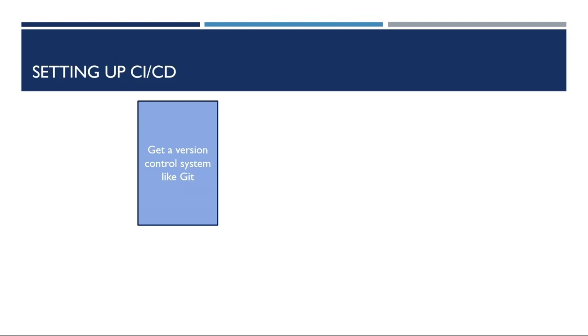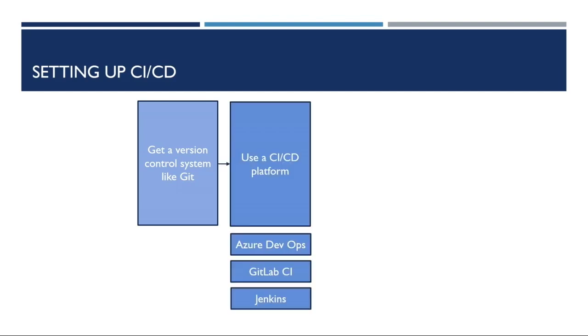Next, you need a CI/CD platform. So these platforms are basically what you just saw in the architecture. They automate the process of integrating the code changes, running the tests, and deploying models. Some popular platforms are listed here: Azure DevOps, GitLab CI, and Jenkins.